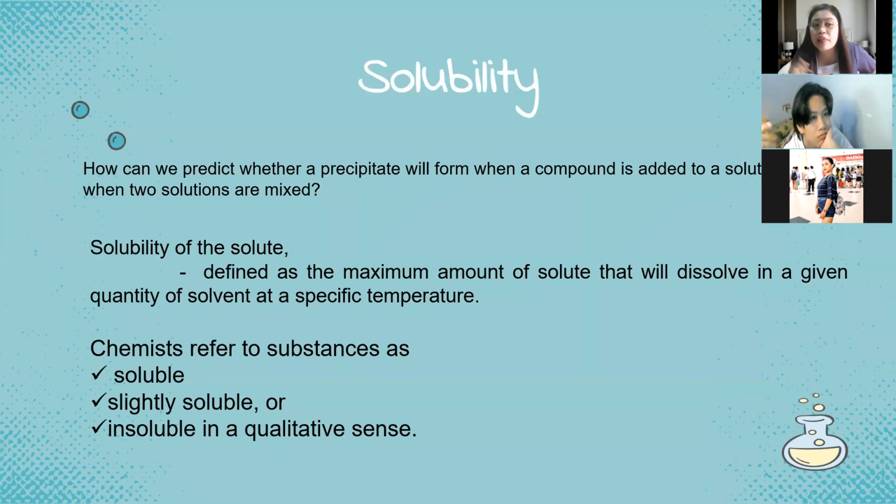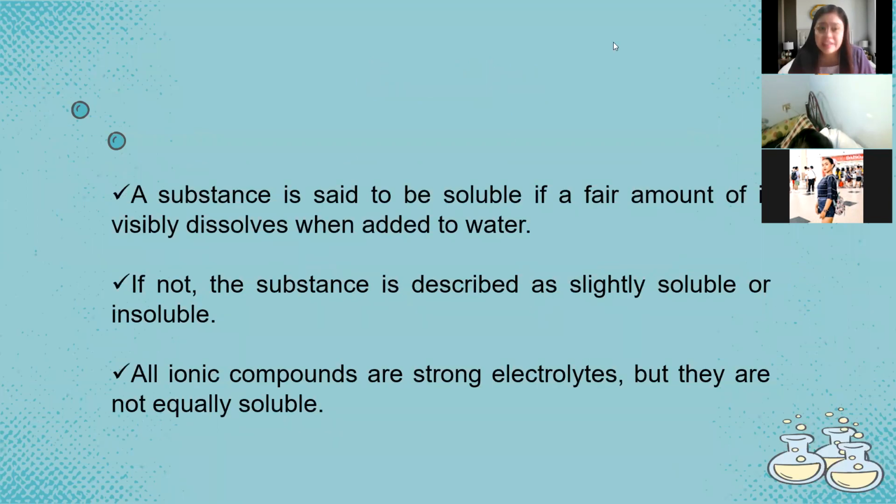So soluble sila. Pero kapag merong na-dissolve, meron ding wala, ang tawag natin dyan, slightly soluble. Kung partial lang ang na-dissolve, hindi lahat. Pero kung paglagay mo, wala talagang any particle na na-dissolve, we call that insoluble sa chemistry. So that is how you predict whether you will have a precipitation reaction or not.